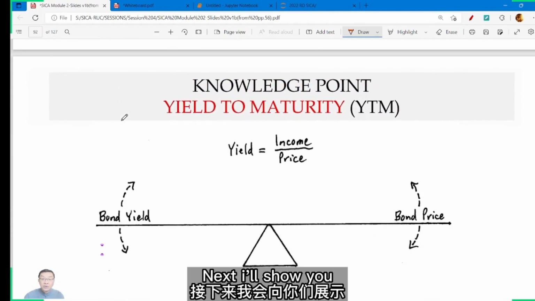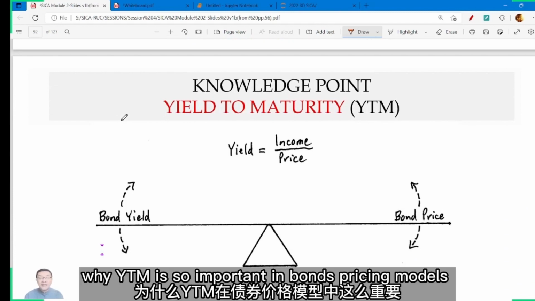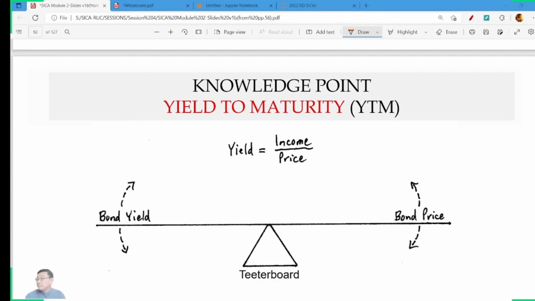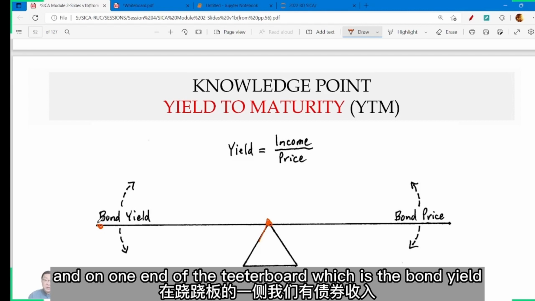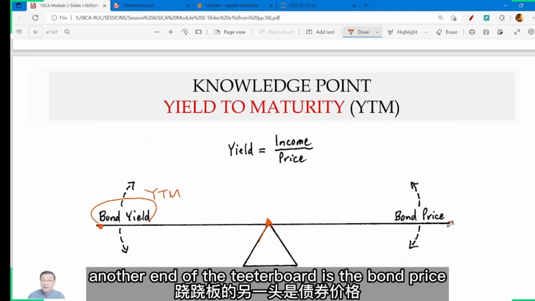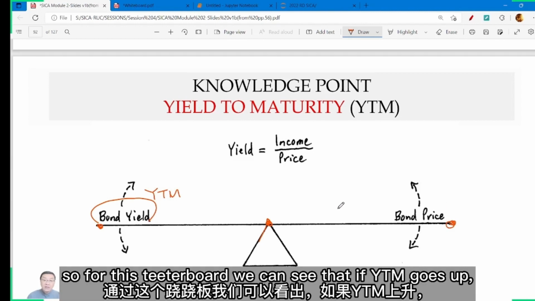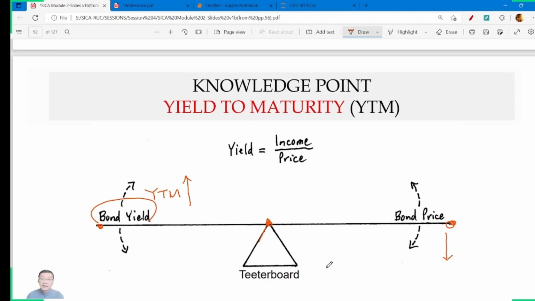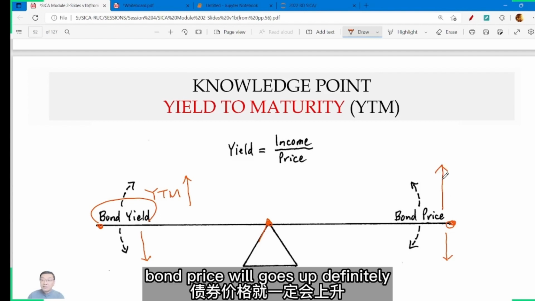Next, I'll show you why YTM is so important in bond pricing models, or why YTM is important in bond trading. Suppose we have a seesaw board here. On one end of the board is the bond yield, or YTM. The other end of the board is the bond price. So for this board, we can see that if YTM goes up, then bond price will go down, definitely. If YTM goes down, bond price will go up, definitely.